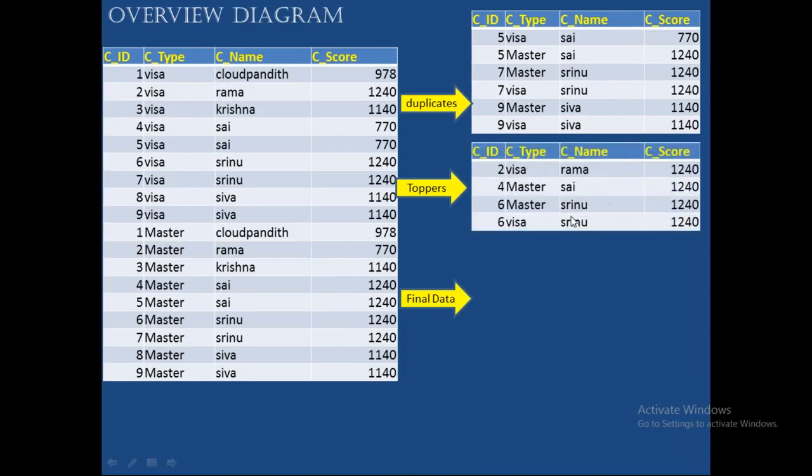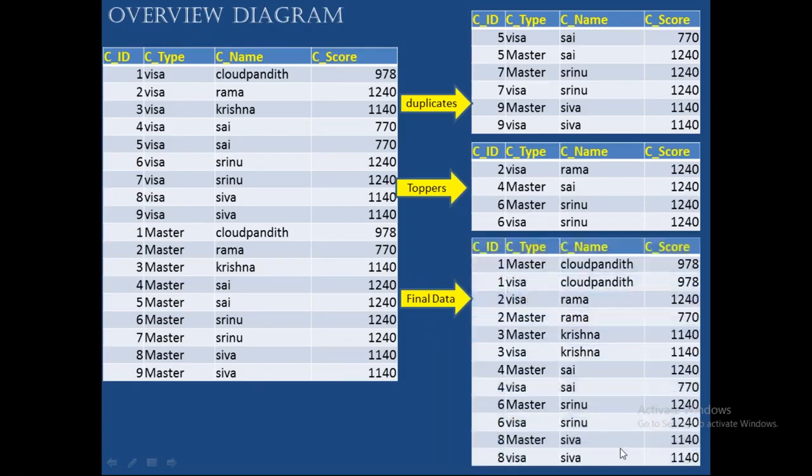So now I will just extract all the toppers' information. In Visa, Rama and Srinu are the toppers, 1240, 1240. In MasterCard, Sai and Srinu are the toppers, 1240, 1240. Highest score you just have to find. Next, the final data means these are the unique records, including the toppers. So after removing the duplicates, this is my final data.